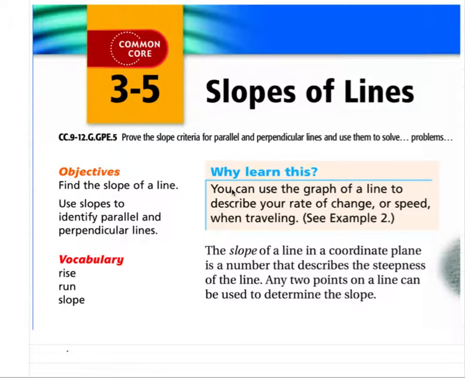This is lesson 3.5, and in this lesson we're going to talk about the slopes of lines. So the first thing we're going to do is see if we can find the slope of a line. And the second thing we're going to do is use slopes to identify whether or not lines are parallel, perpendicular, or neither.